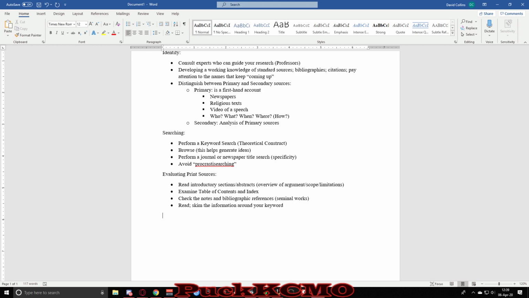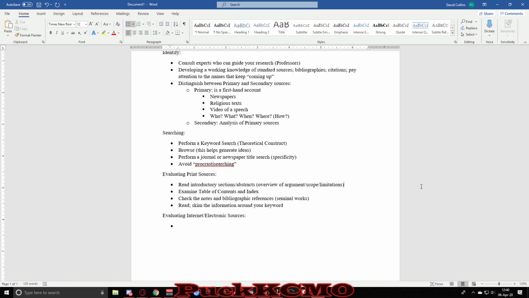So from there, we're going to move on to evaluating internet sources or electronic sources. This is the most prominent thing that people are going to run into. Evaluating these sources is important, right? Because it's a completely different set of criteria.